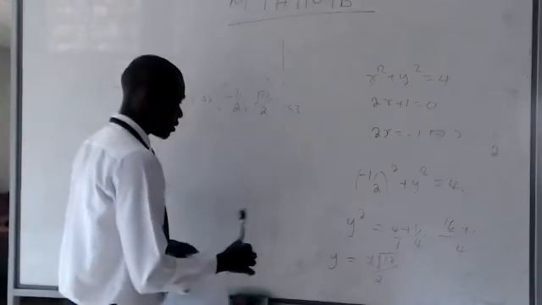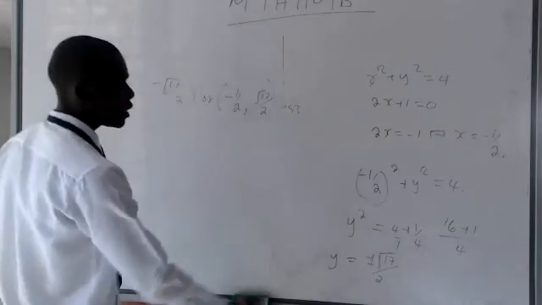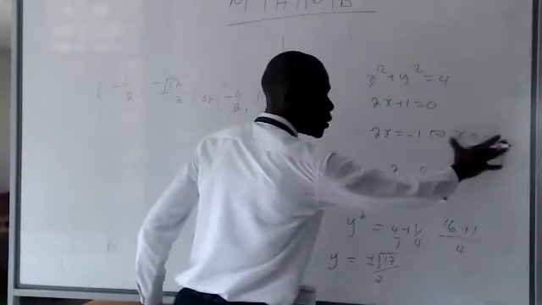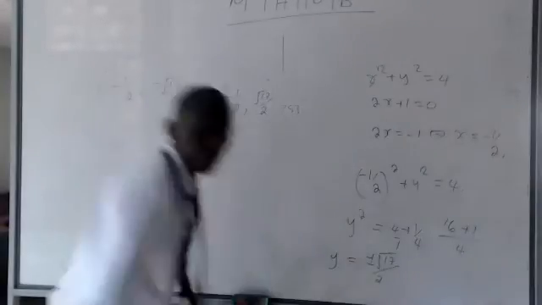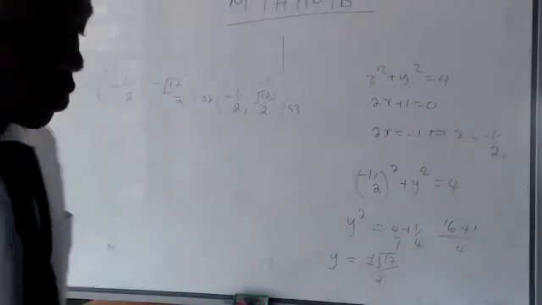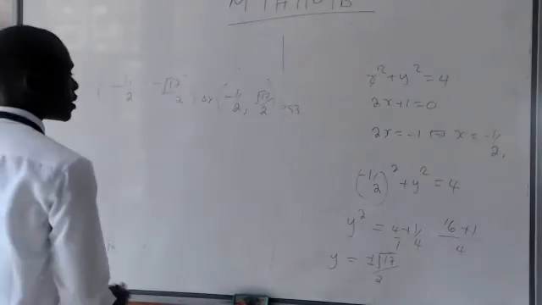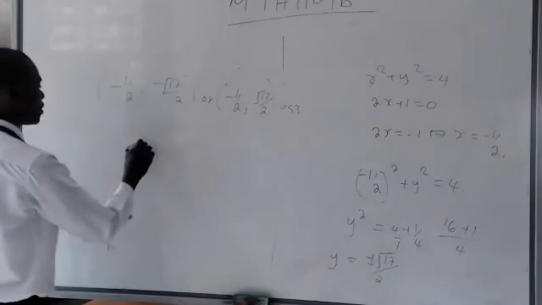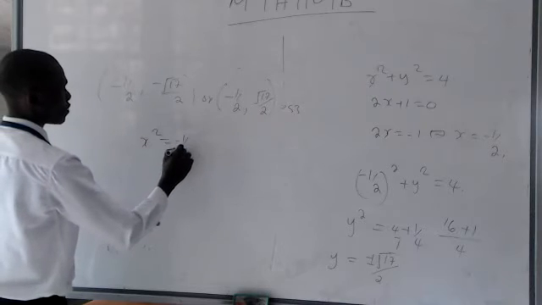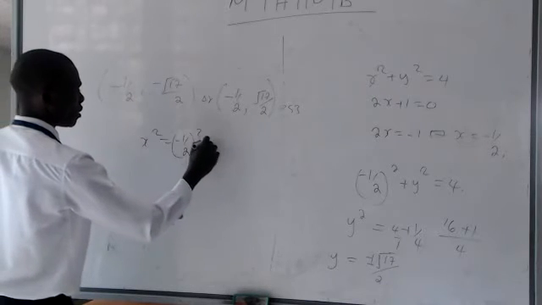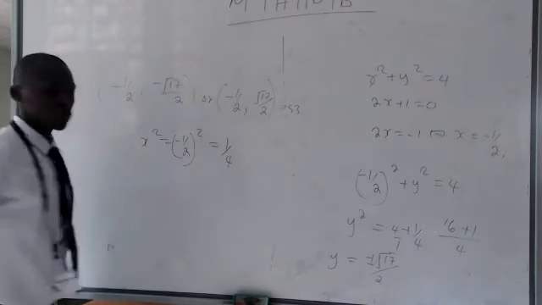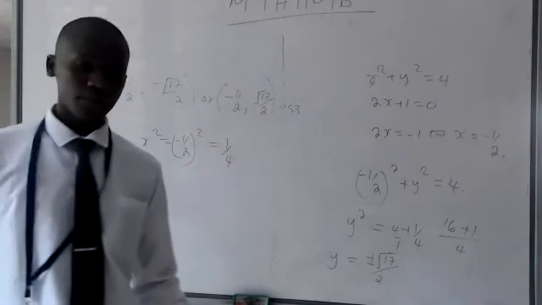Well, we can do it again. So what I did here, are you okay with x is negative a half? Yes. Good. If you're okay with x negative a half, then x squared will be negative a half squared, which is simply a quarter. You know that negative 1 squared is 1.